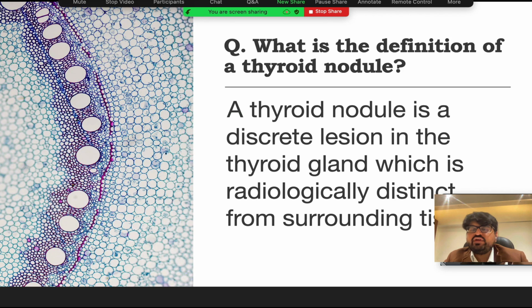Okay, so let's start with what exactly is a thyroid nodule. A thyroid nodule is a discrete lesion in the thyroid gland which is radiologically distinct from the surrounding tissue. So there's a distinct lesion. We'll see some photographs of it. We'll do a lot of visual learning in this as well, and I'll show you some photographs so you get an idea of how a thyroid nodule really looks on an ultrasound.